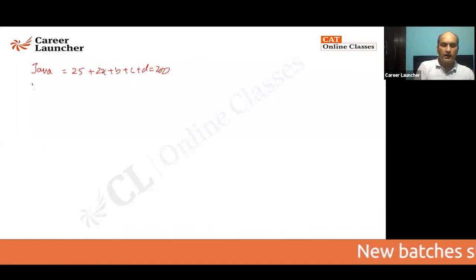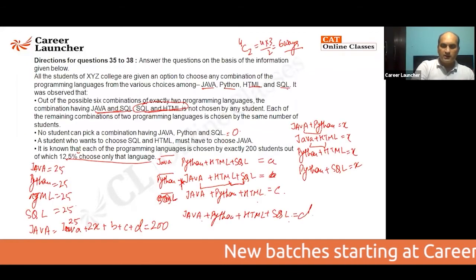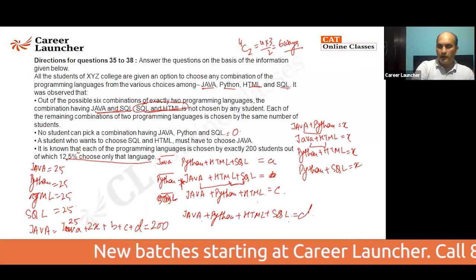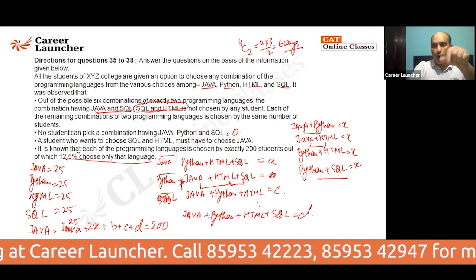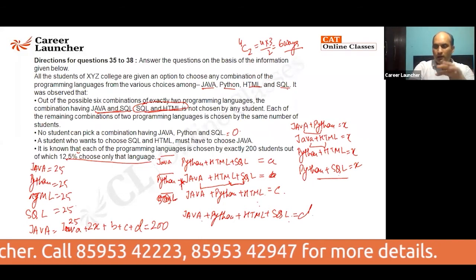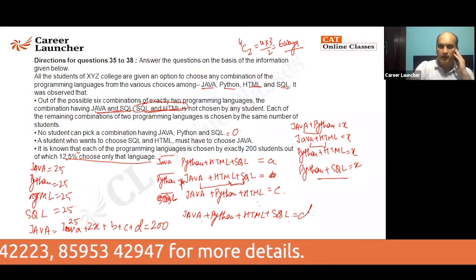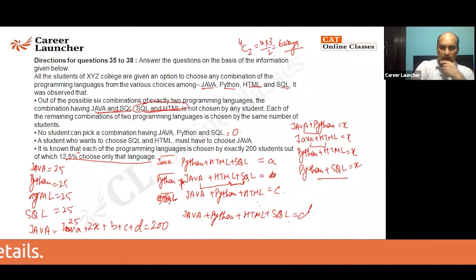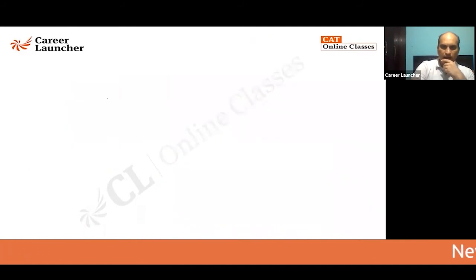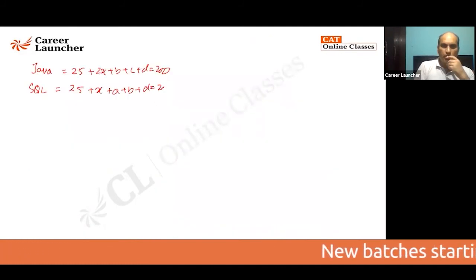Now let's talk about SQL. Look at SQL. SQL with two combinations, it is coming only SQL plus Python. You will have to look at this. I could have formed it by the 4-circle diagram, but fine, let's keep the options. Python plus SQL is coming out to be X. Which combinations are there with SQL? A plus B is already there along with that D. A plus B plus D. That is also coming out to be 200.